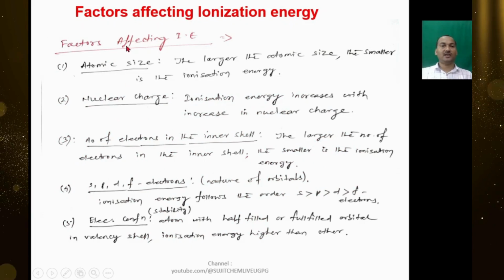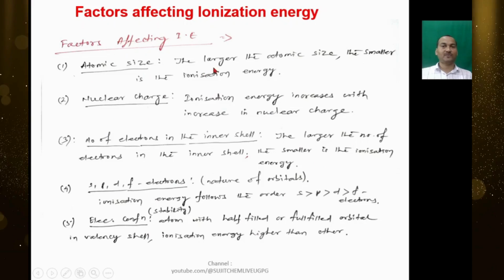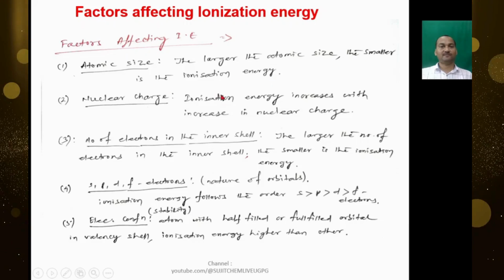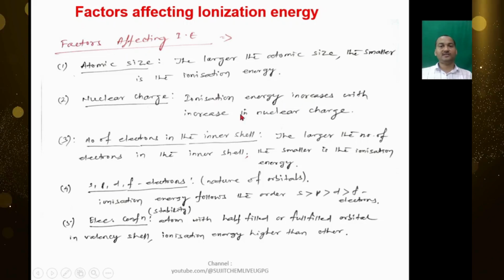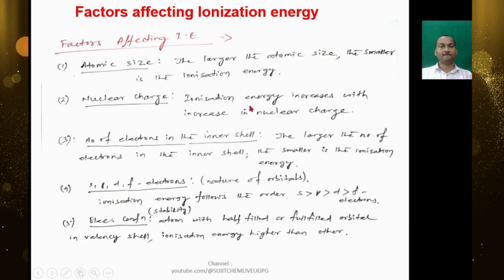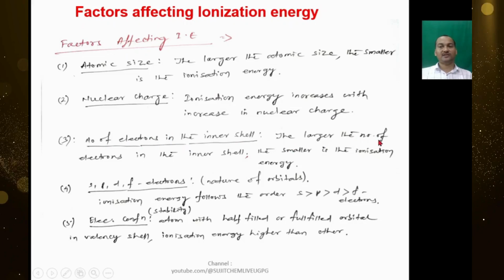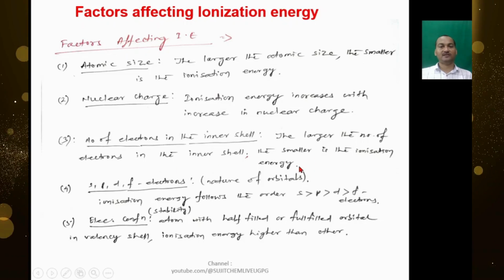So let's talk about the factors affecting ionization energy. First is atomic size. The larger the atomic size, the smaller is the ionization energy. Then next is nuclear charge. Ionization energy increases with increase in nuclear charge. The next is the number of electrons in the inner shell. The larger the number of electrons in the inner shell, the smaller is the ionization energy.